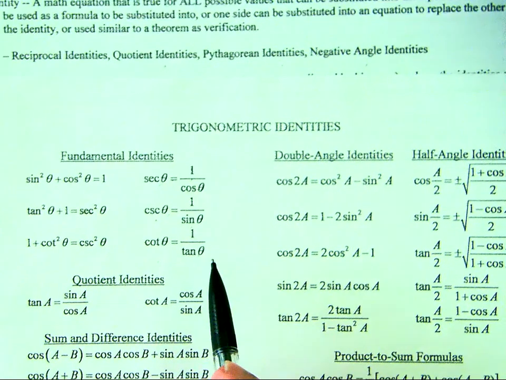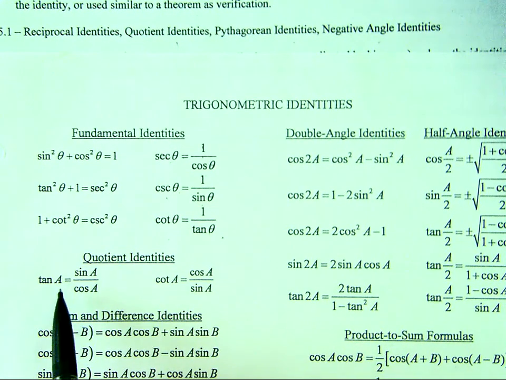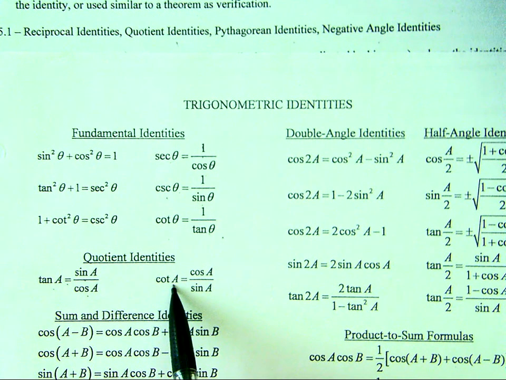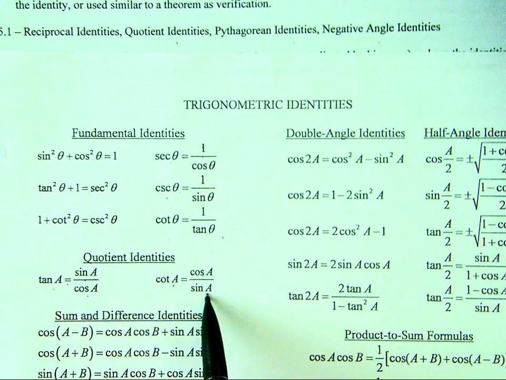The quotient identities are new. There's only two of them. One says tangent equals sine over cosine. And then cotangent is the reciprocal. It's cosine over sine. So those are the quotient identities.